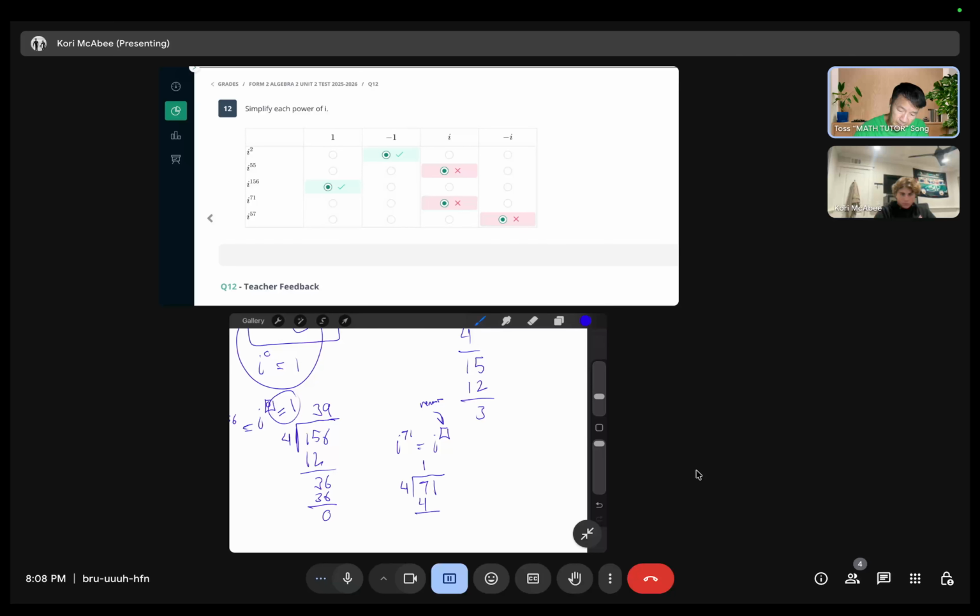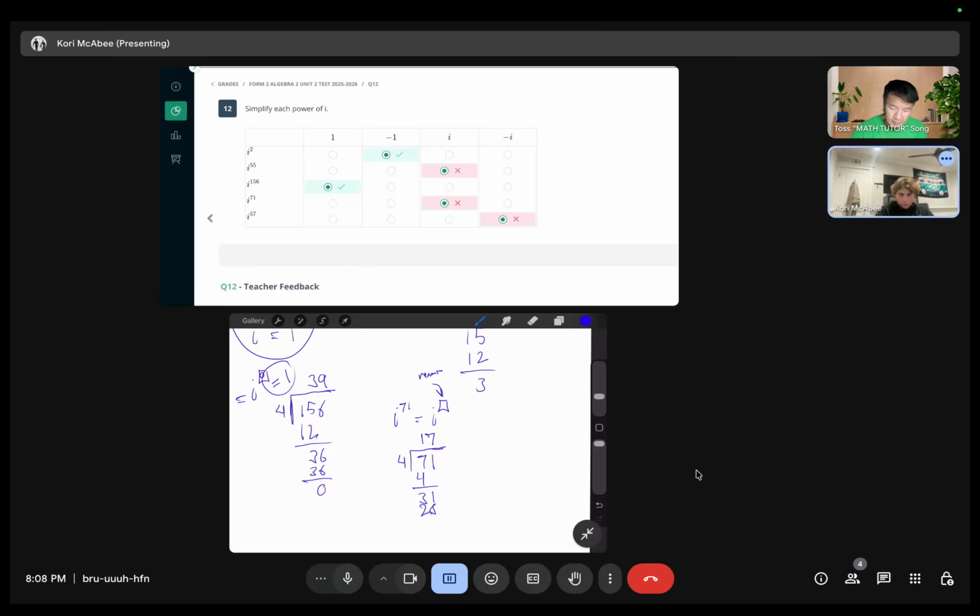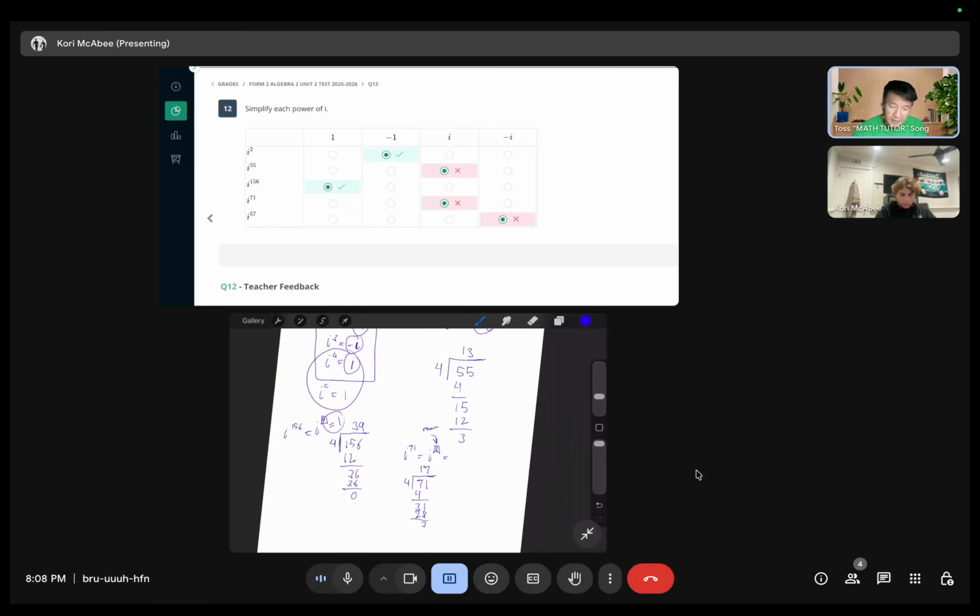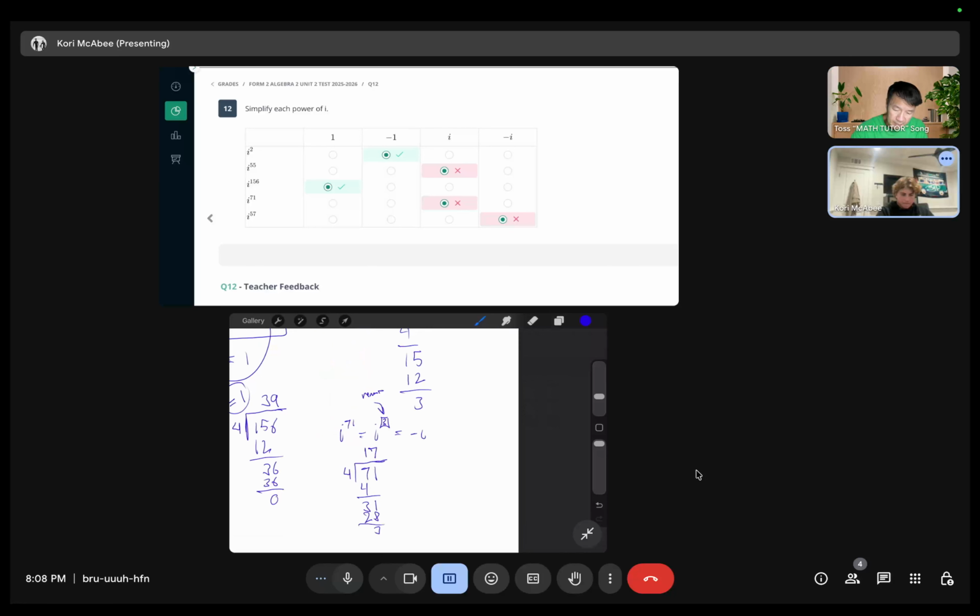So long division, 71 divided by 4. 4 times 1, bring down the 1. 7, 28. The remainder is 3. So i to the third is the answer, but i to the third is actually simplifiable to negative i. So that is the final answer for i to the 71.